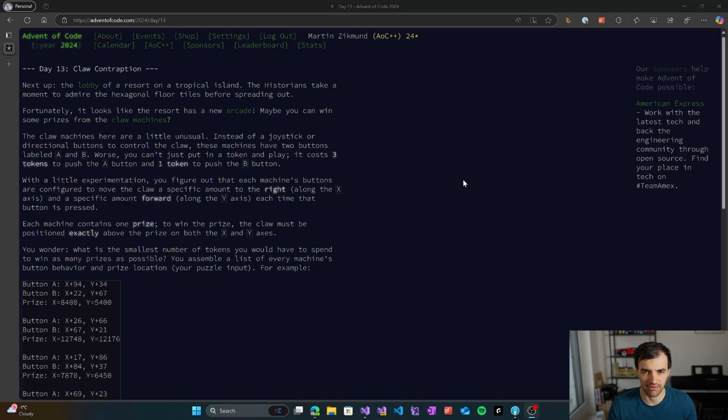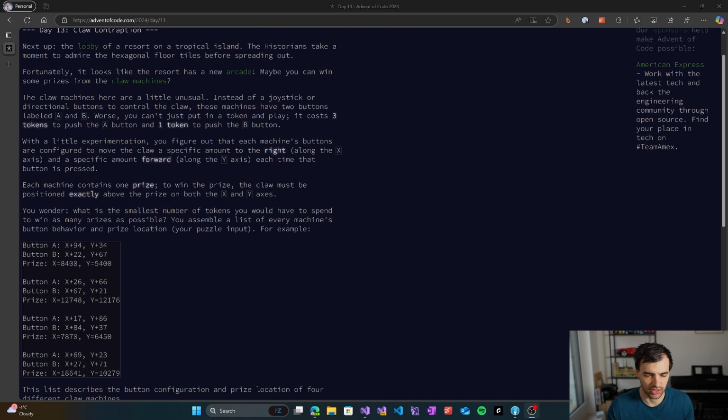Day 13 of Advent of Code 2024 is here, so let's try to solve it. I've already pre-read this description, so I will just give you a summary. This day we are working with some claw machines, which have two buttons labeled A and B, and each of the buttons moves the claw in some way. Button A is more costly, it costs 3 tokens to press, and button B costs 1 token.